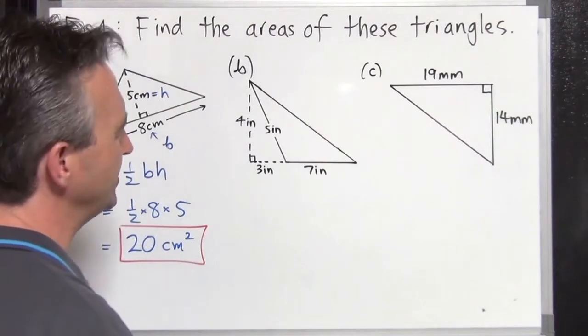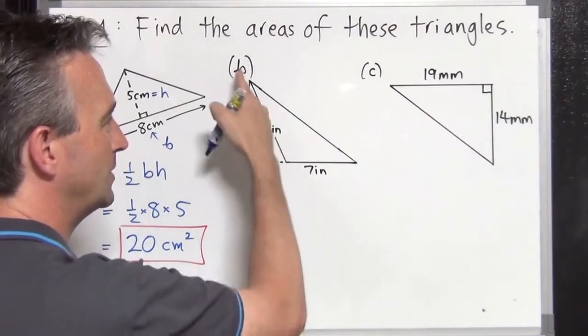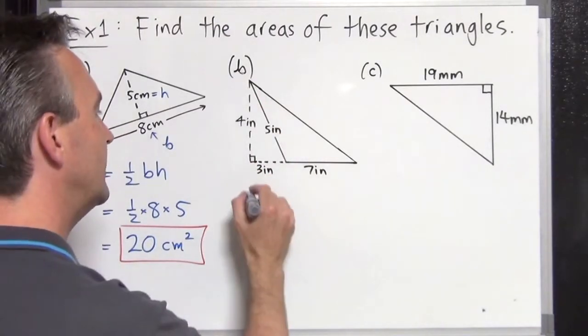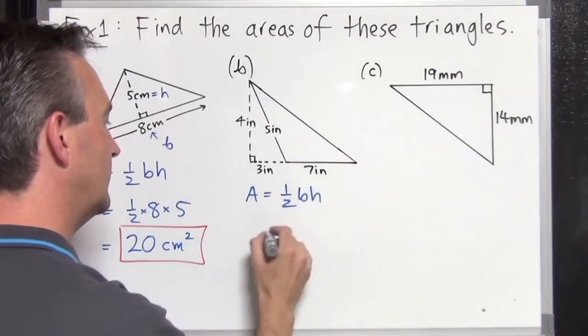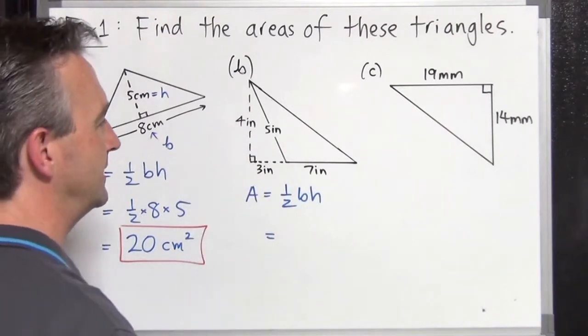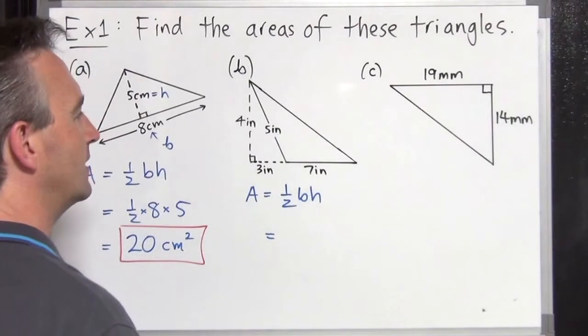Let's try this one. This is not to scale, by the way. That 5 inches there and 7 inches. This one looks longer, doesn't it? Looks a bit weird, but let's ignore that. Area, it's going to be a half base times height. But which is going to be our base and which is going to be our height? We've got 4 numbers here. So remember, height's going to be the perpendicular height.